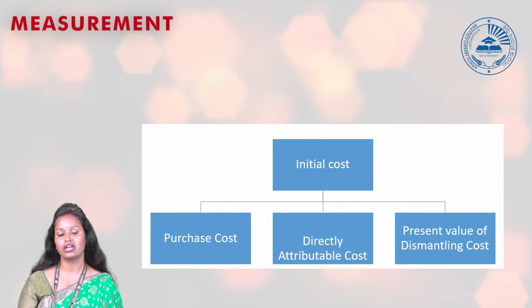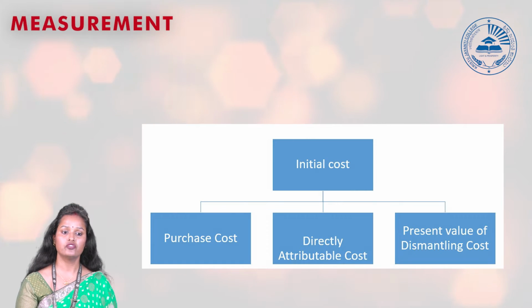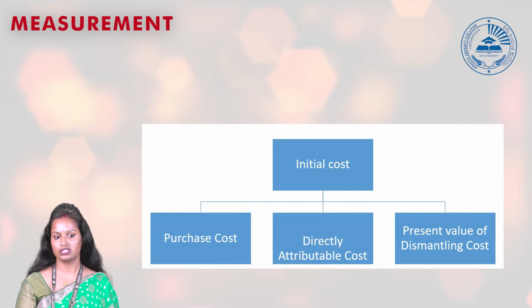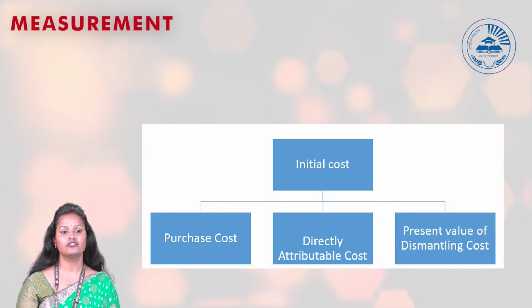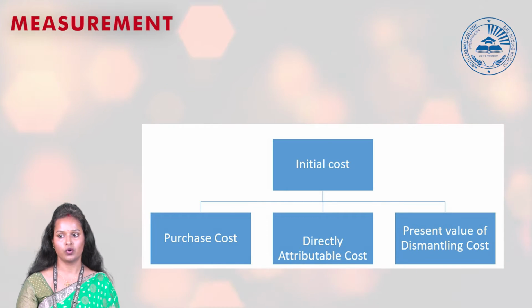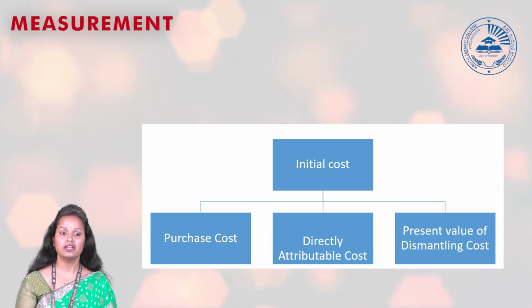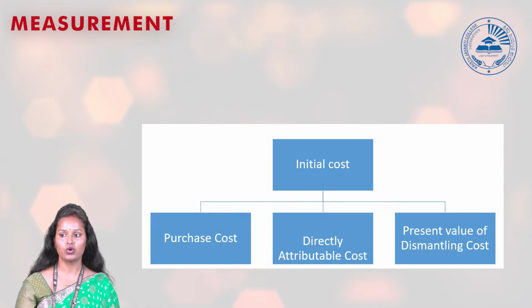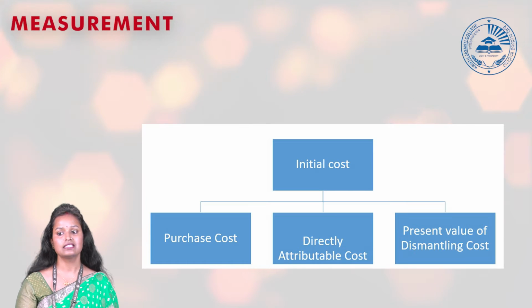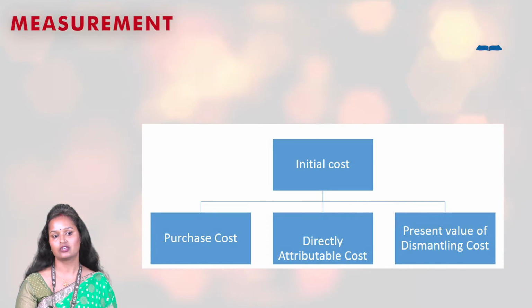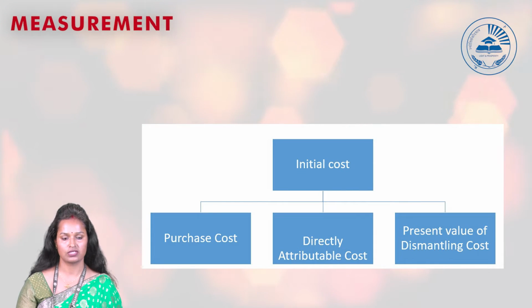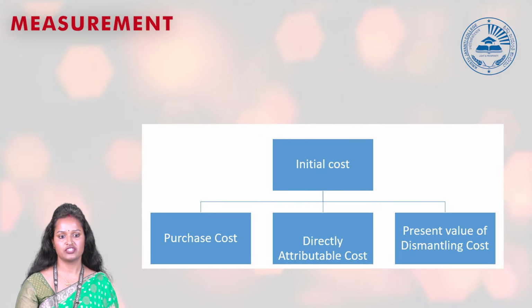in purchasing that particular asset, if we had any trade discount, we first have to deduct that trade discount from the purchase cost, and we have to add import duty. Import duty applies if that particular asset is an imported asset. In that case the company has to pay an import duty to the government, so that cost must be added to the purchase cost. So the very first item will be the purchase cost.